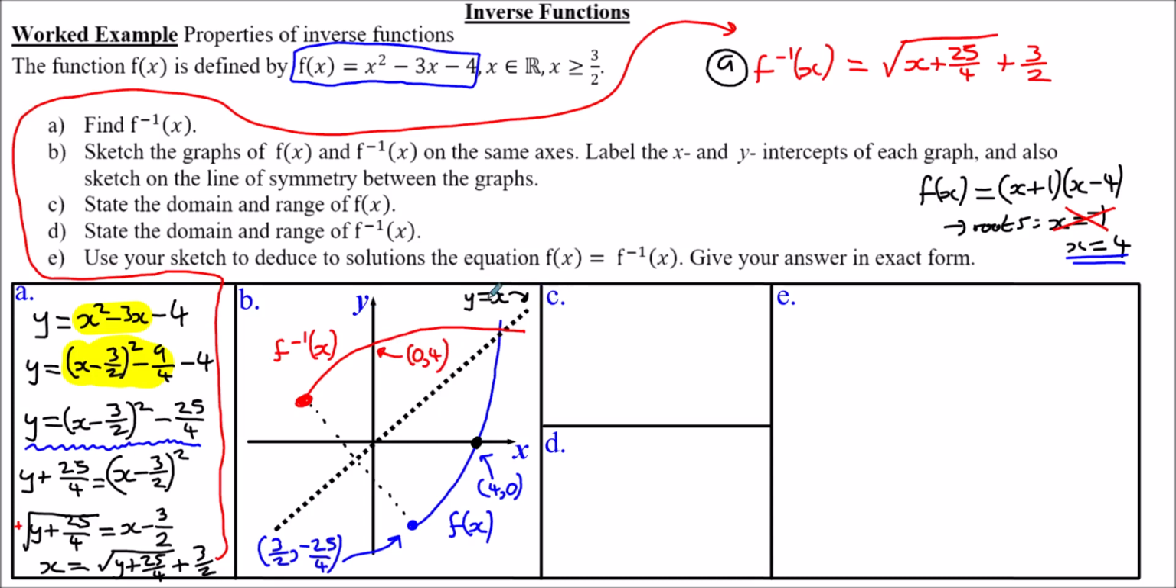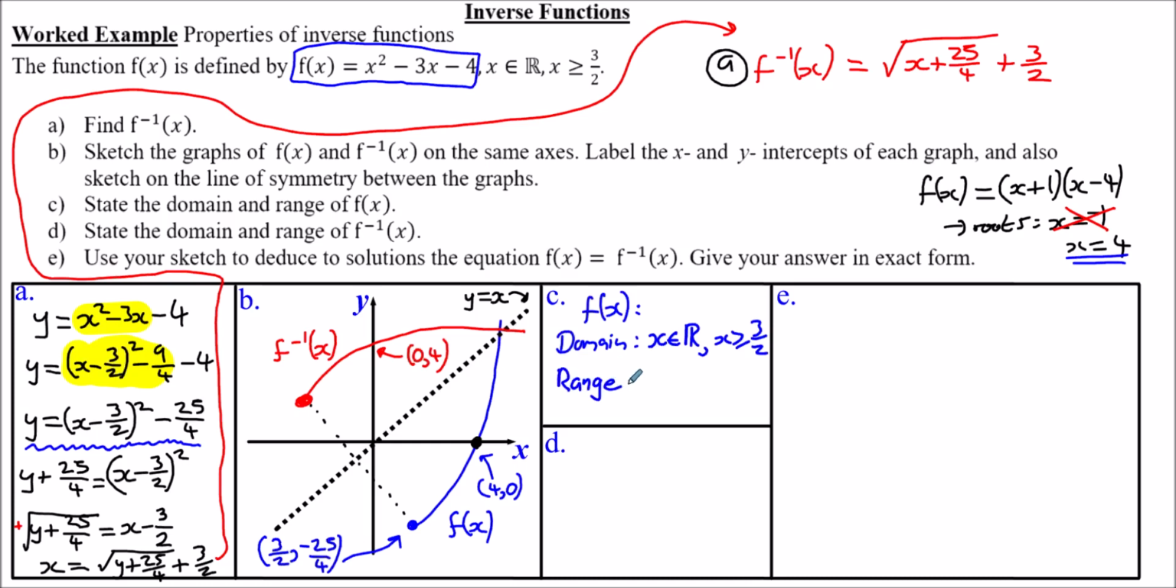We also labelled y equals x, and so we've completed our sketch. State the domain and range of f of x. So for f of x, the domain, well, it's been given to us here, hasn't it? The domain of f of x is x can be any real number so long as x is equal to or greater than 3 over 2. We've not been given its range. We needed to work that bit out ourselves.